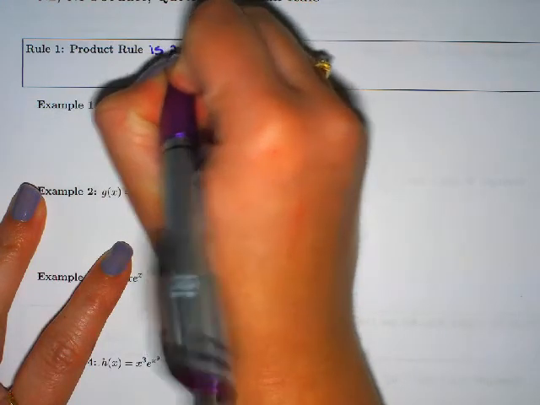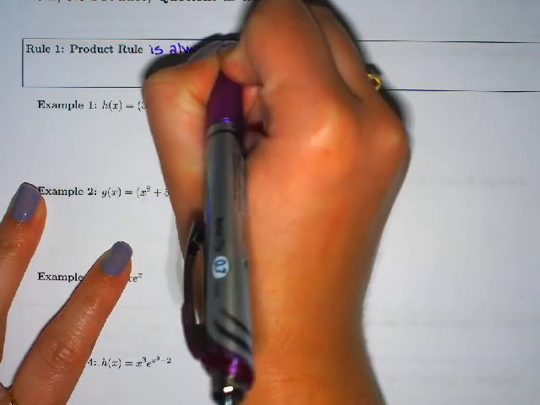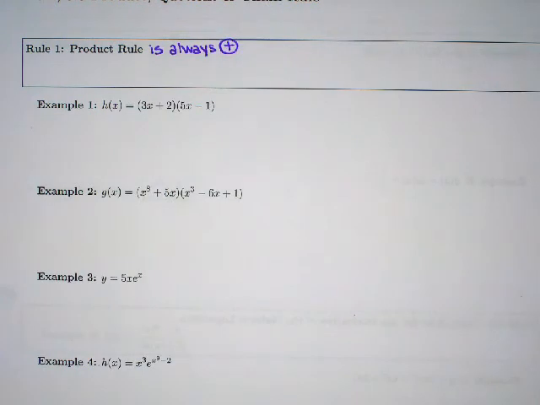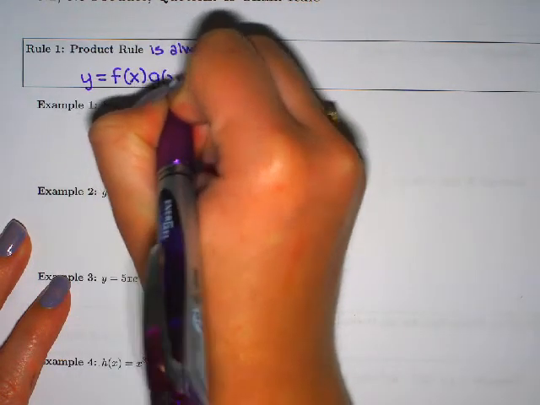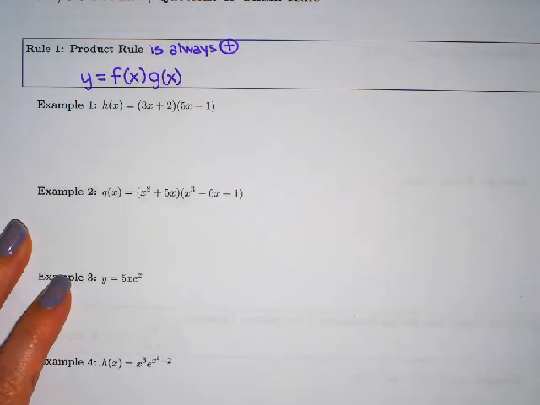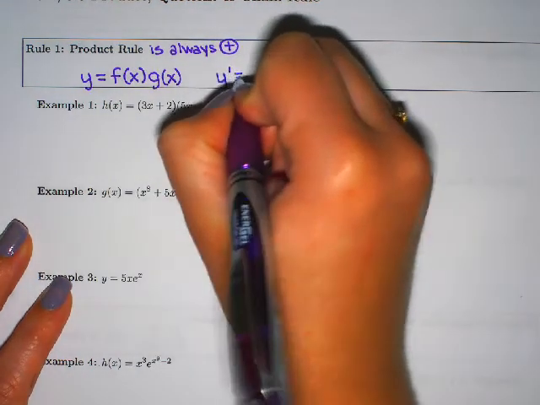So our first longer rule is the product rule. And one thing to help me remember this long rule is product is always plus. There's always going to be a plus in our answer. And so our function is going to be something like y equals f of x times g of x. And our derivative is going to be a longer one, and it's going to have a plus in it.